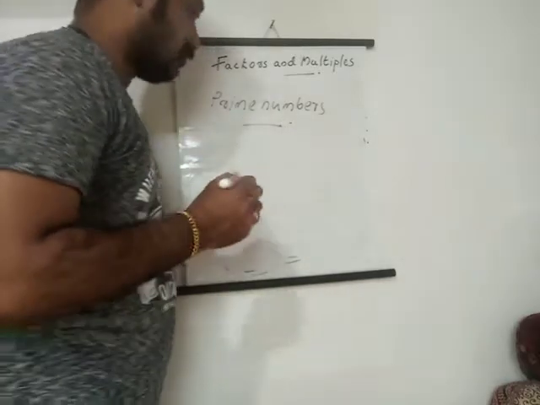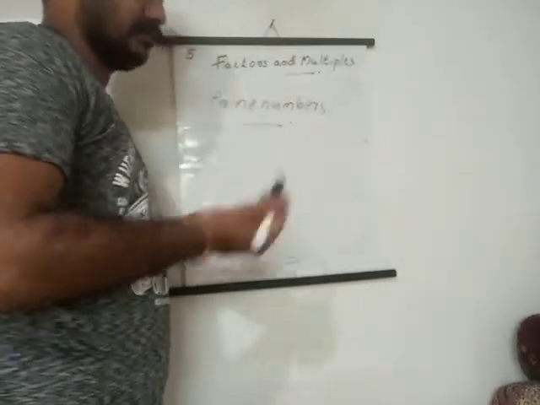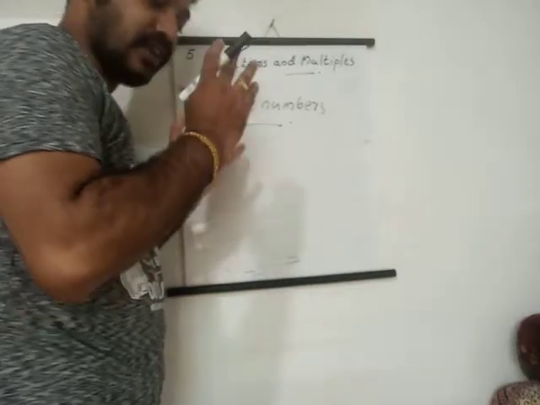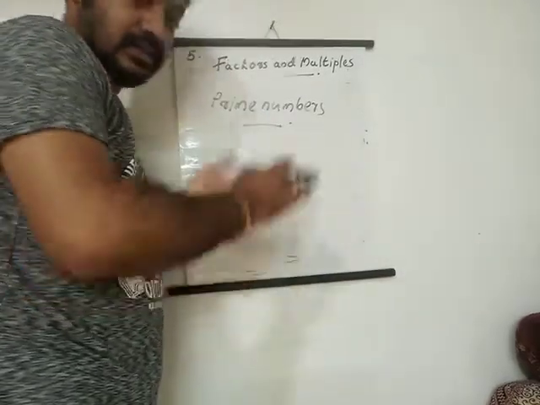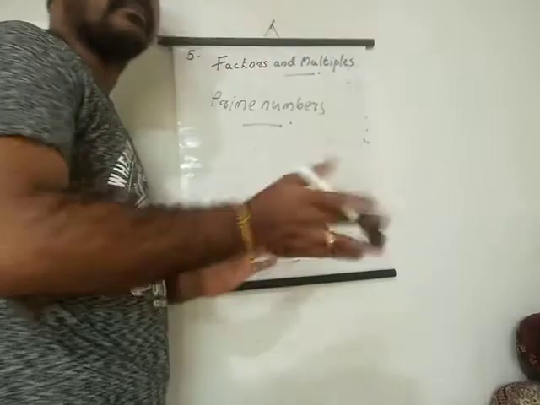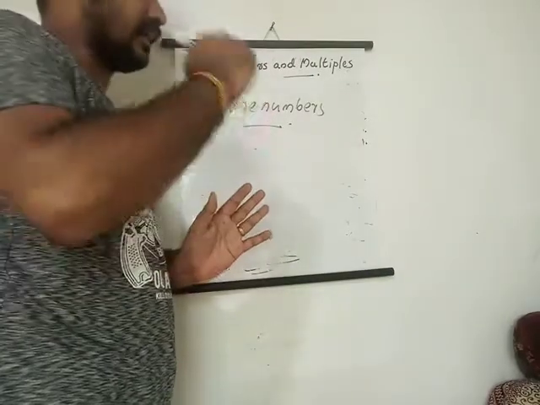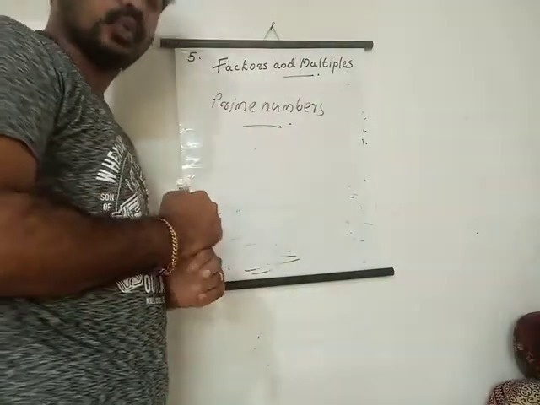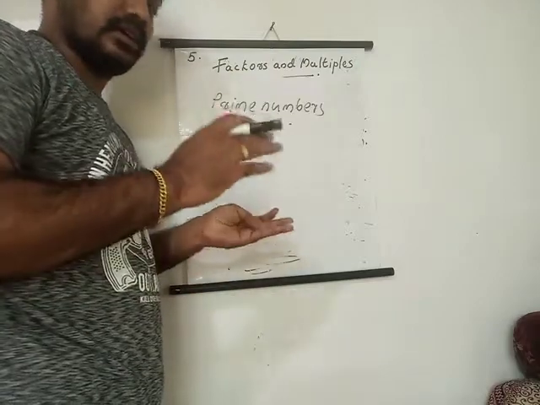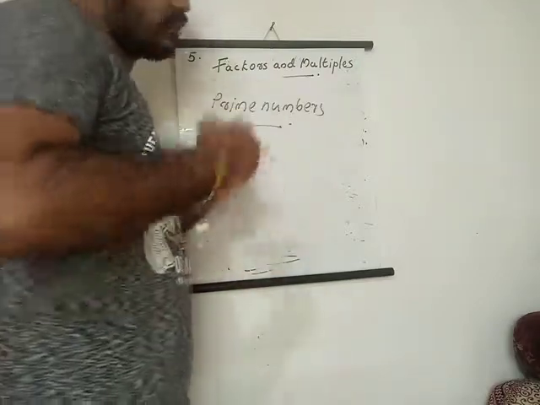So what are prime numbers? A prime number has only two factors: the number itself and one. We can start with 2. I will say more about 1 later.